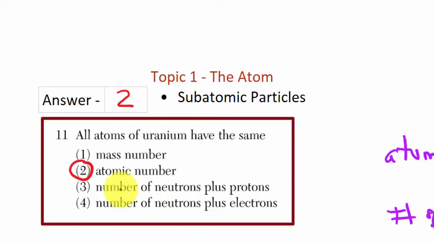So these 3 answers are all kind of related to each other, and they all represent isotopes. But we're not looking for isotopes here. We want to know what's the same. What do all uranium atoms have in common? And that's their atomic number.